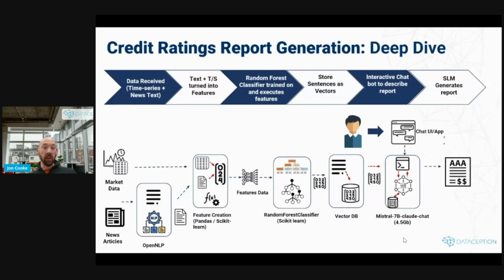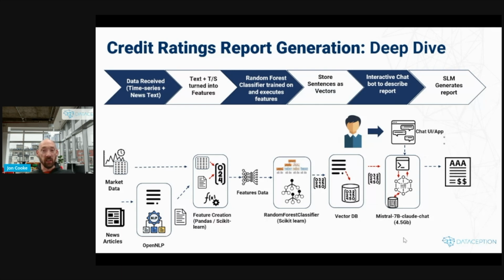So again, if we look at what that looks like from a tech perspective, from a small language model perspective, we're taking in market data, which is classic time series, structured data. We're taking news articles in. We're using OpenNLP to turn those news articles into sentences. We then go through a feature creation component, which takes the time series and the text and turns them into vectors, into features data for the random classifier, which is a random forest one using classic scikit-learn.